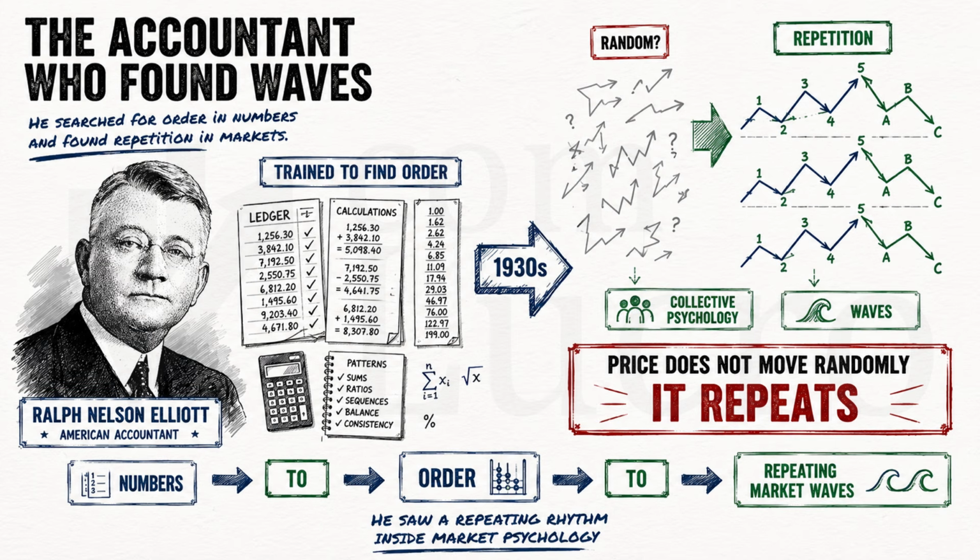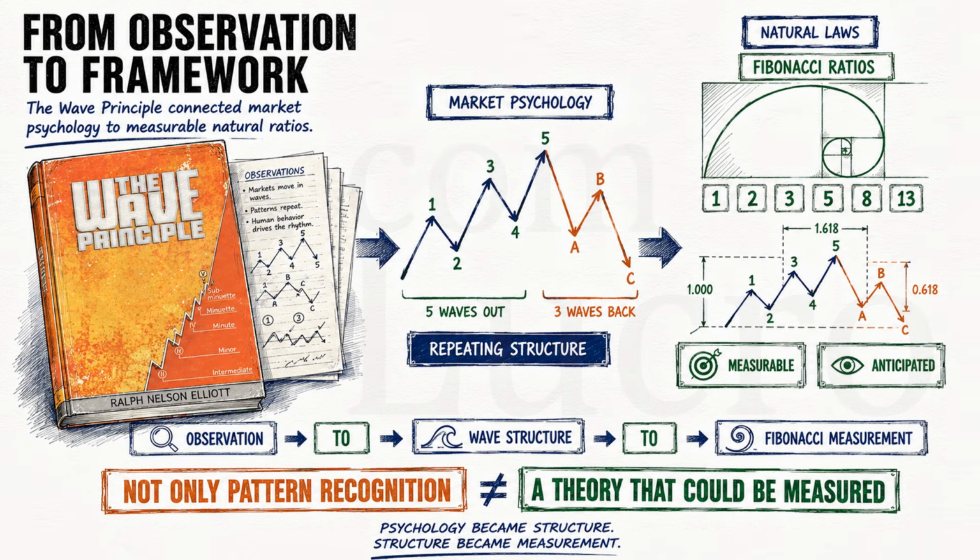Before we get into the mechanics, it's worth knowing who Ralph Nelson Elliott was, because his background explains the theory. Elliott was an American accountant, trained to find order in columns of numbers. In the 1930s, after years of studying stock market data, he arrived at a conclusion that contradicted everything the market appears to be. Prices don't move randomly. They repeat. And what repeats, he argued, is the collective psychology of the people trading. He called those sequences waves. He published the discovery in The Wave Principle, the book that turned a private observation into a framework.